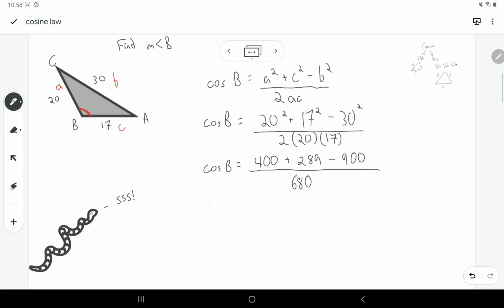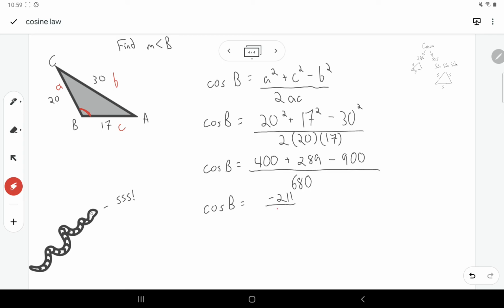Okay, just a couple more steps here. Again, I like to do this in different steps because if you do it all together, you tend to get lost, or rather, I tend to get lost. Just doing it in smaller steps like this just makes it a little bit simpler. So if we do 400 plus 289 minus 900 on our calculators, we end up with negative 211. And that's okay. Cosine can be negative. That's what happens when you have an obtuse angle here, when it's larger than 90 degrees.